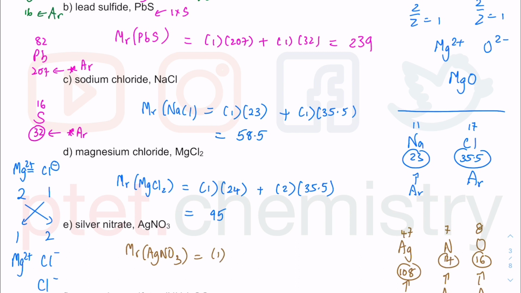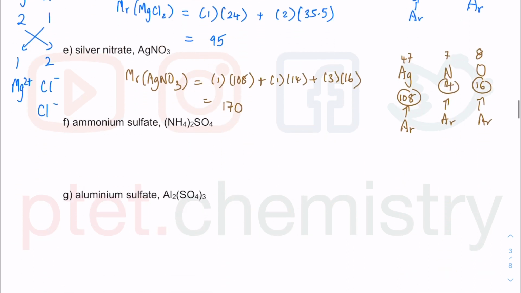We have 1 silver, so 1 times 108. We have 1 nitrogen, so 1 times 14. And we have 3 oxygen, so 3 times 16. Again, this is getting a little bit more complicated, but it is nothing more than just pressing your calculator to see whether you can or cannot press your calculator. Unfortunately, there are some people who cannot even use a calculator for whatever reason. I have no idea. Okay, so just 2 further examples to go.